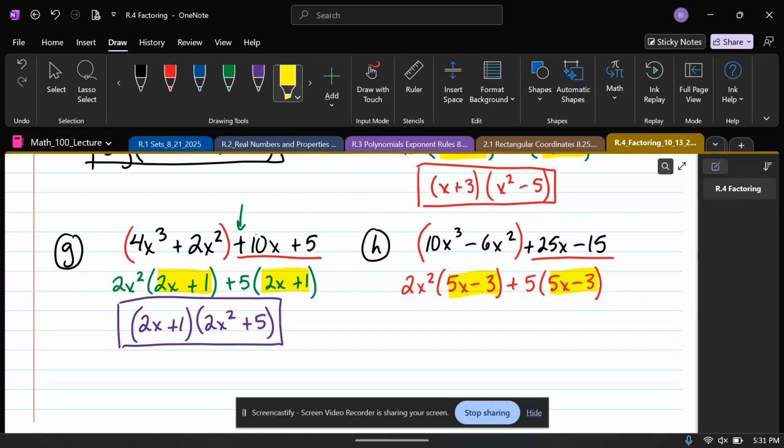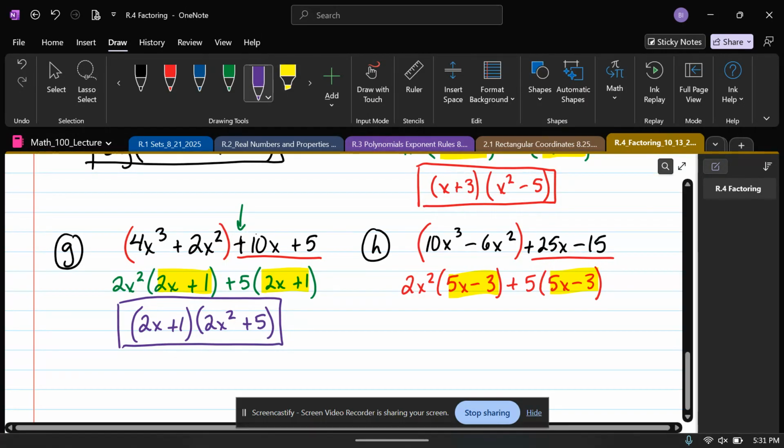Hopefully your matching parentheses is 5x minus 3, because 2x squared is the GCF of the first two, and then positive 5 is the GCF of the second pair. Leaves a 5x minus 3 in both of those parentheses. So we got the 5x minus 3. We got the 2x squared plus 5.